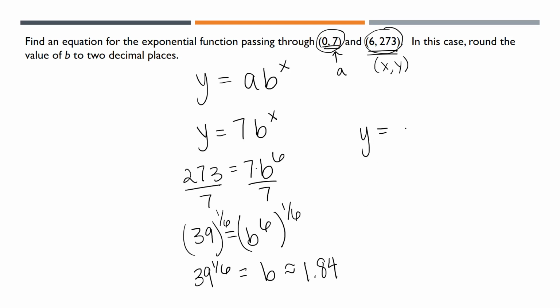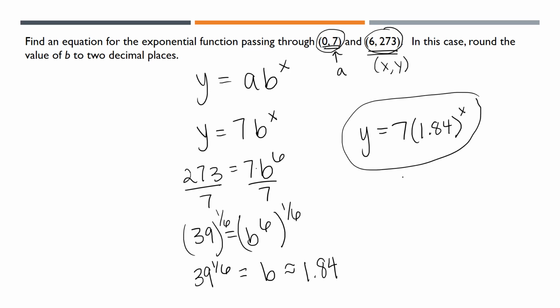So our equation looks like y equals 7 times 1.84 to the power of x. They asked us for a decimal for the base. You could also write the equation as y equals 7 times 39 to the 1/6 to the power of x as an exact value.